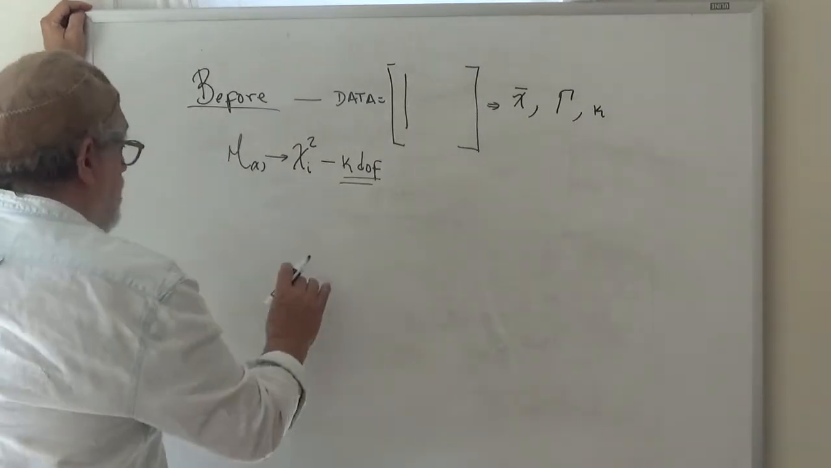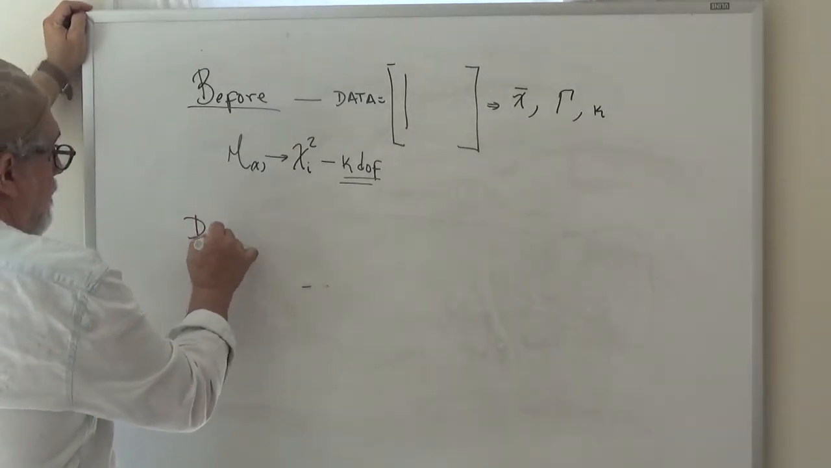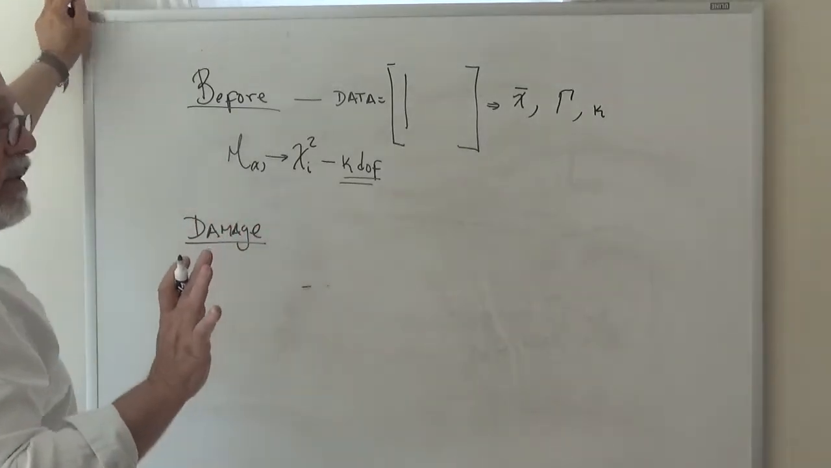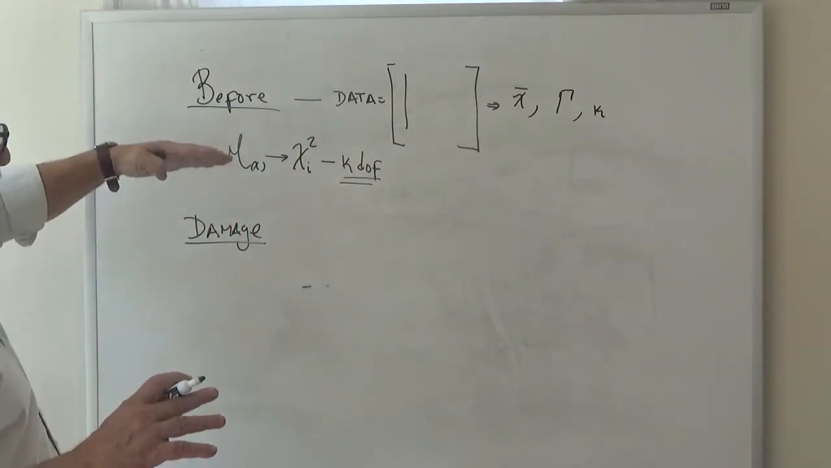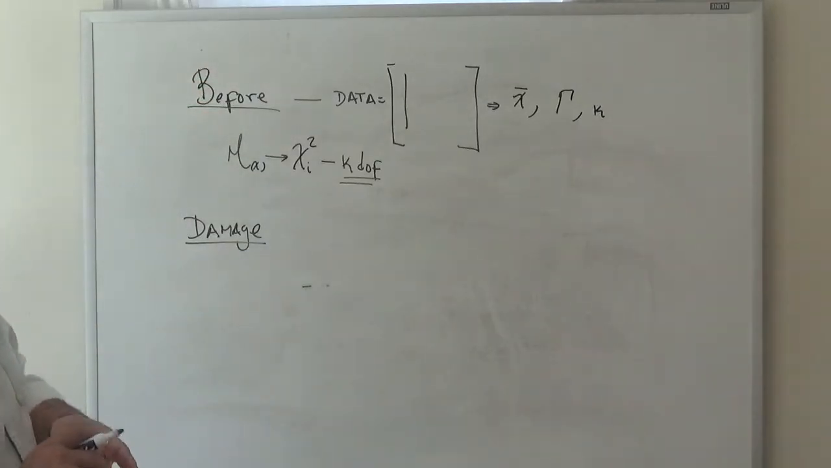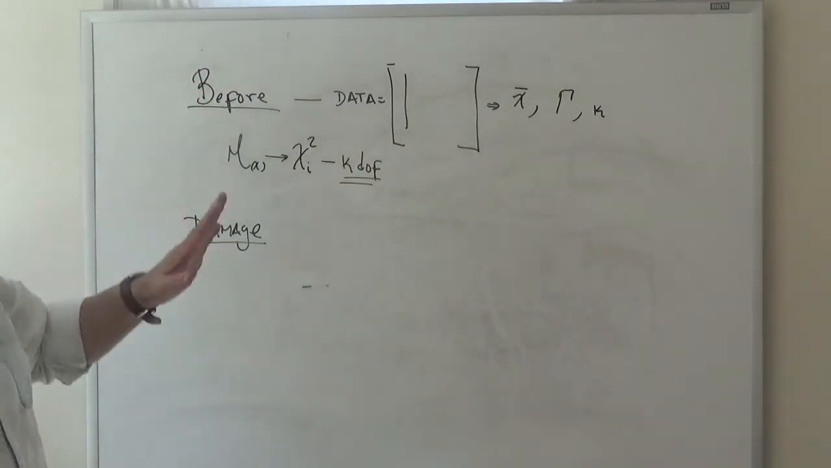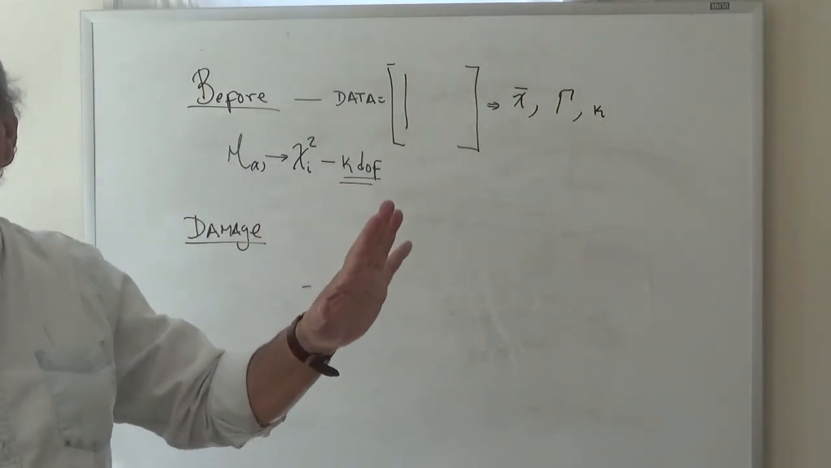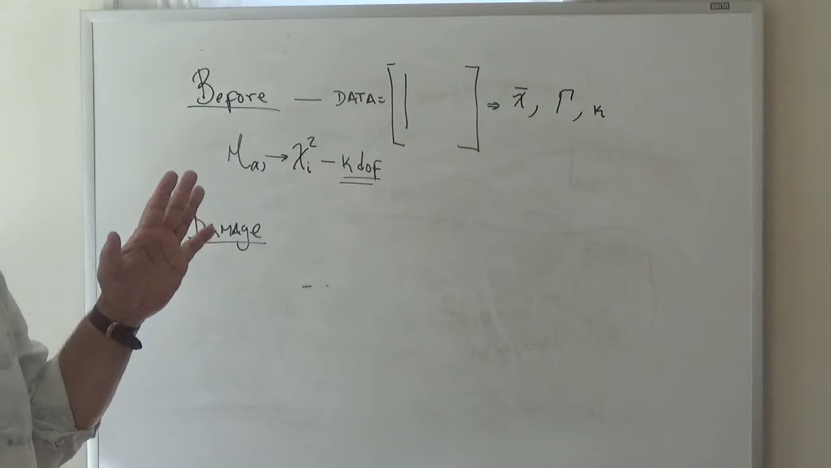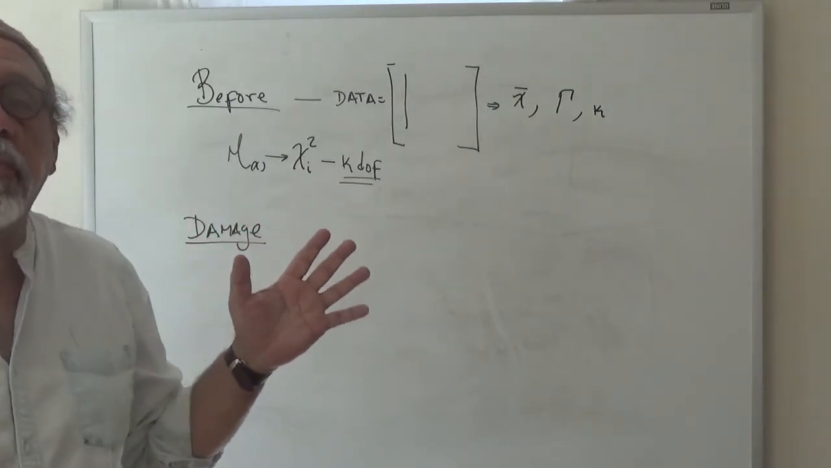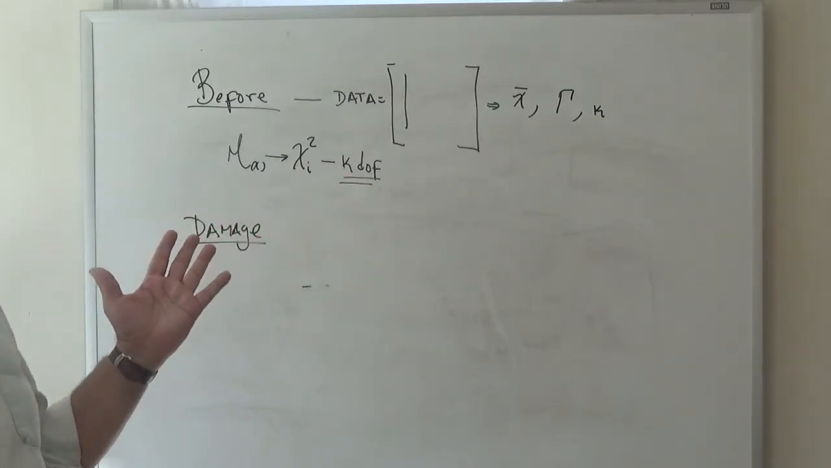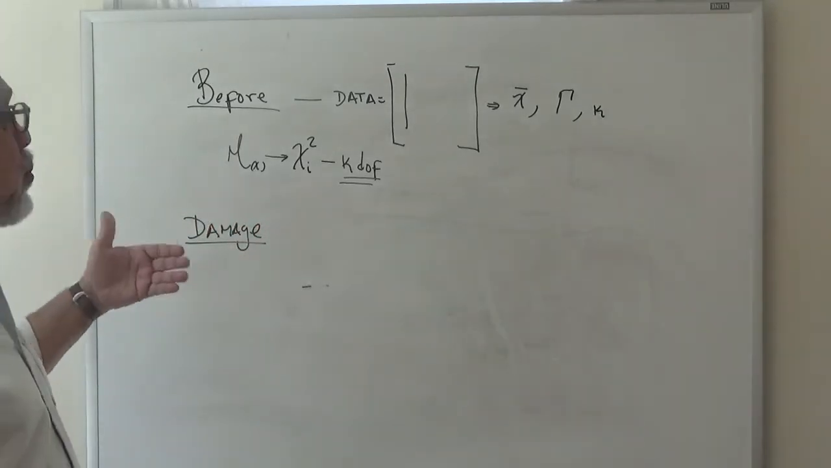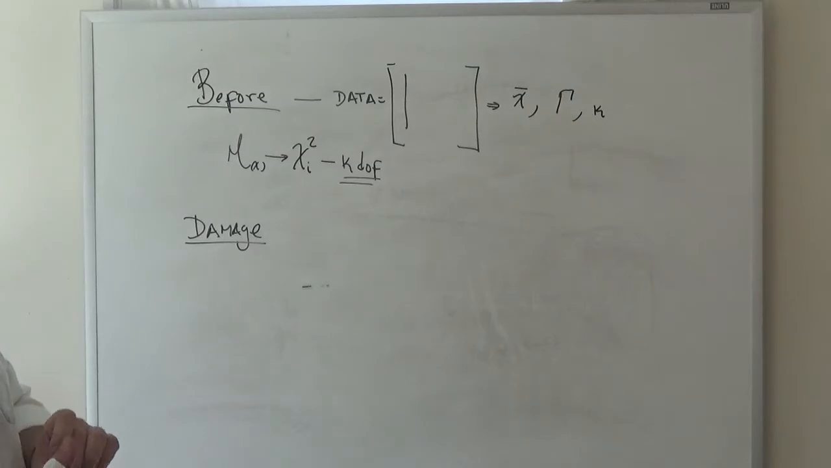After damage, see, in the novelty detection method that I just finished restating, we say nothing with regards to what is going on after the structure gets damaged. We just ask the question, does this look like it was coming from the old distribution? Yes or no? We don't know anything about the damaged one. Now we're going to try to say something about the damaged one, even though we don't know the damage.